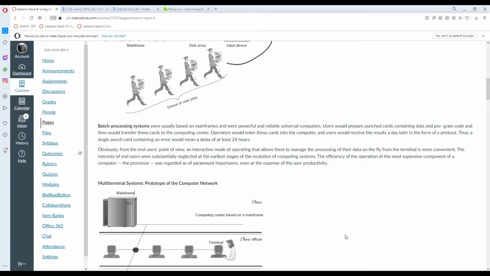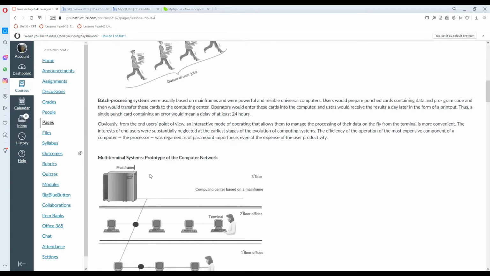Users would prepare punch cards containing data and program code and would then transfer these cards to the computing center. Operators would enter these cards into the computer and users would receive the results a day later in the form of a printout. Thus, a single punch card containing an error would mean a delay of at least 24 hours. Obviously, from the end user's point of view, an interactive mode of operating that allows them to manage the processing of their data on the fly from the terminal is more convenient.